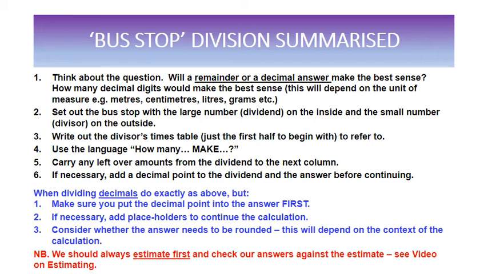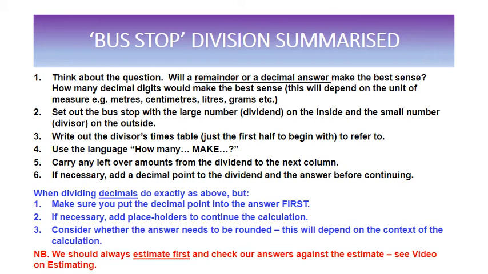So here's a summary of the bus stop method. Think about the question, will a remainder or a decimal answer make the best sense? How many decimal digits would make the best sense? And this will depend on the unit of measure, so metres, centimetres, litres, grams, etc. Set out the bus stop with the large number or the dividend on the inside and the small number or divisor on the outside. Write out the divisor's times table, just the first half to begin with, to refer to if you need to. Use the language, how many those make those. I think it's really useful to do that.